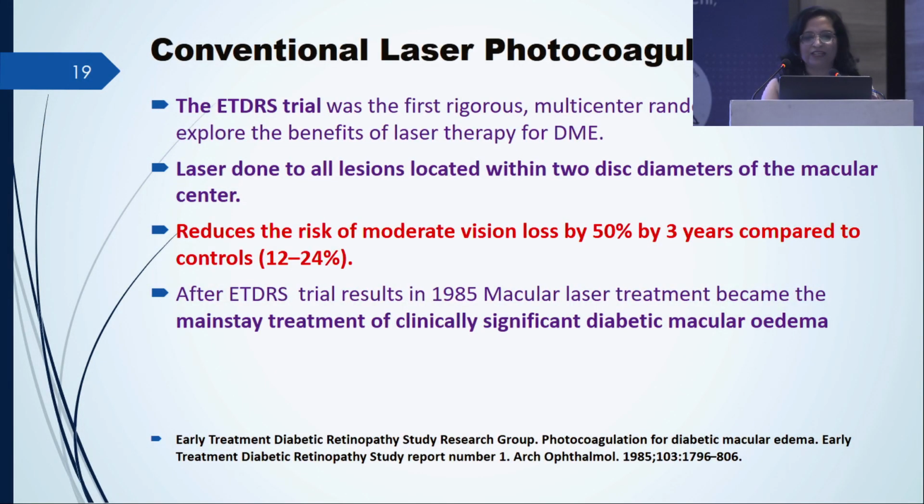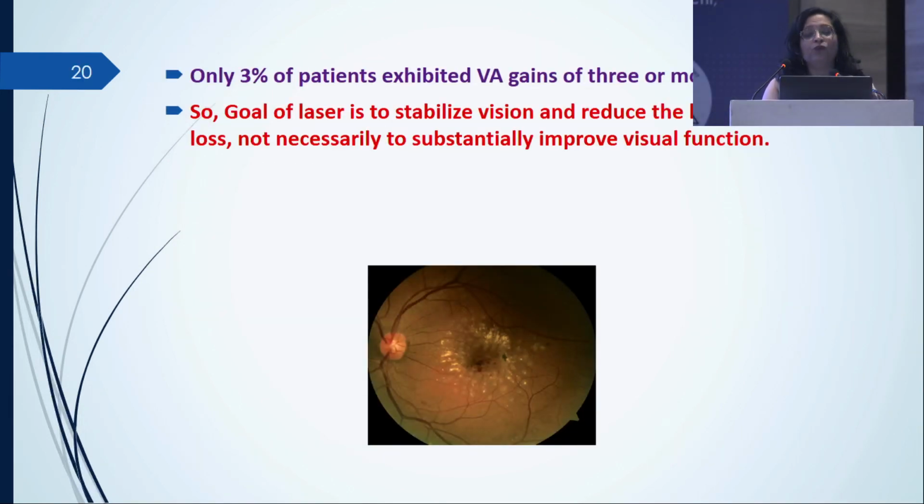So what is the role of laser? When we had the ETDRS study, which was a very rigorous multi-centered randomized trial, it showed us the benefit in DME, which reduces the risk of loss of vision in 50% of the patients, over 3 years as compared to a control. And it is said that the mainstay of the treatment of diabetic macular edema is lasers since this trial came in 1985. And there was only a 3% gain. That means vision gain is not our priority. Our priority is to stabilize the vision.